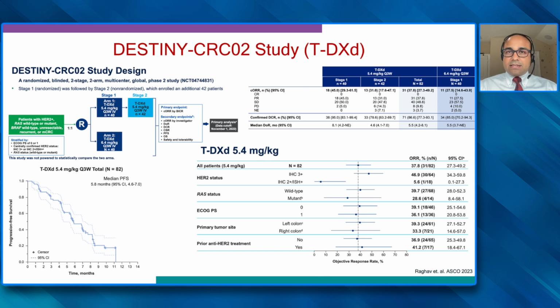And again, in this study, the lessons learned are this is an active agent. Response rates are close to 37, 38%. They were actually seen with the 5.4 milligram per kg dose, and it worked in the IHC 3 plus population. It also worked in patients who had RAS mutations, and also worked in patients irrespective of the side where the tumor started. So this is how the ADCs are different from dual anti-HER2 inhibition. But again, a very active agent, irrespective of whether you've had prior HER2 therapy or not.